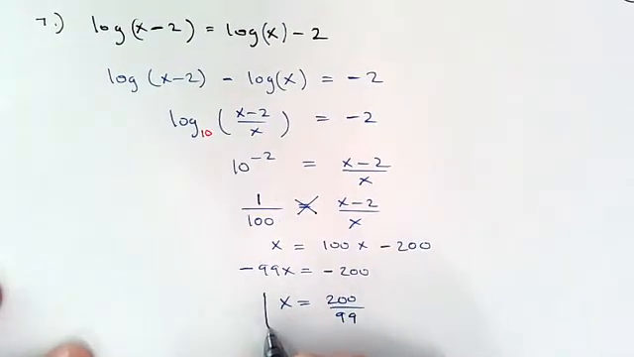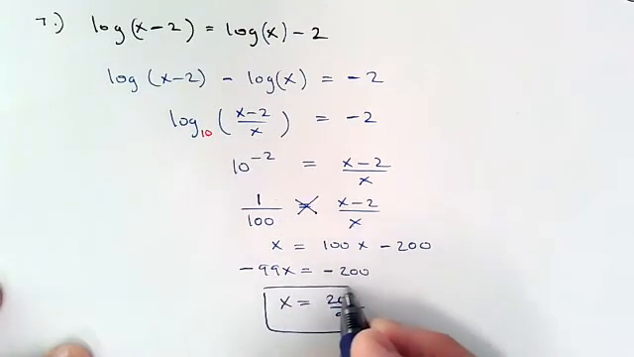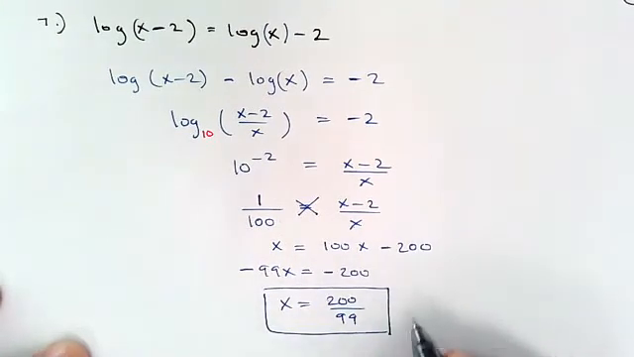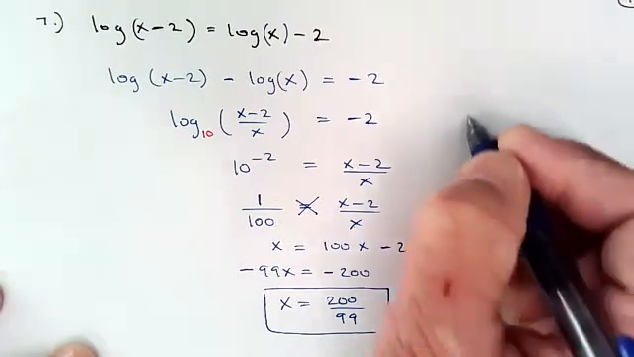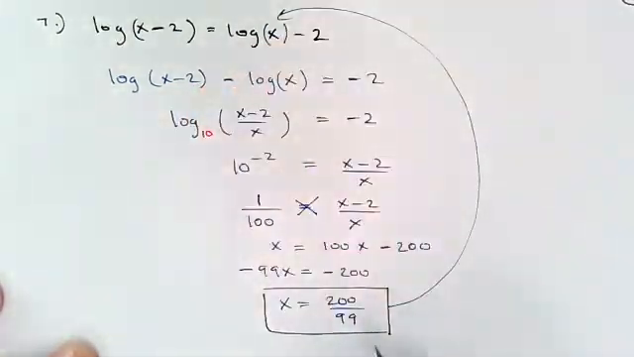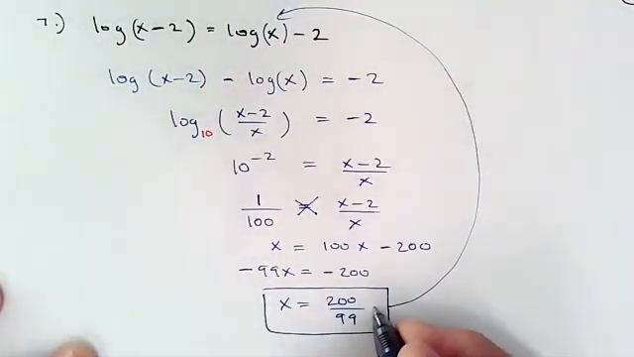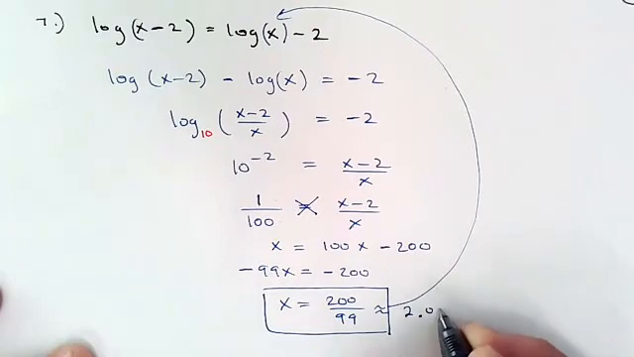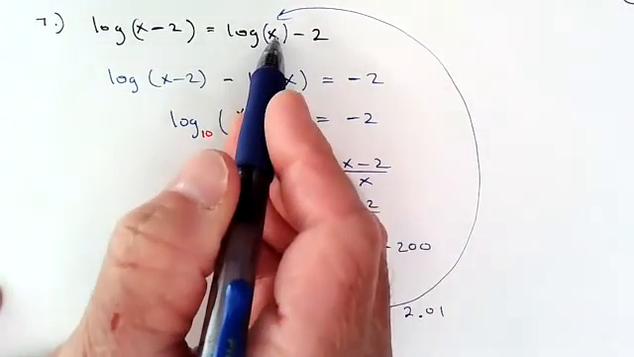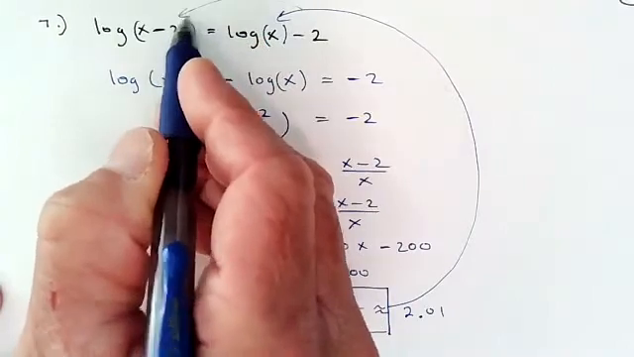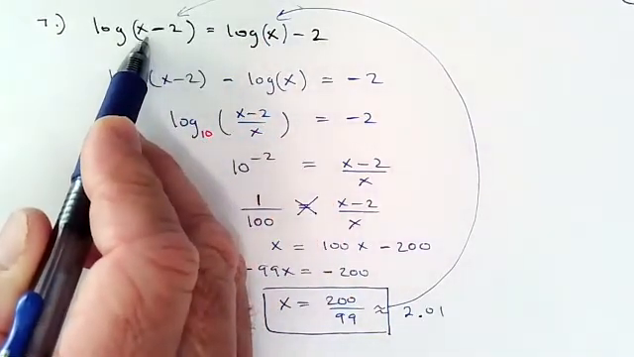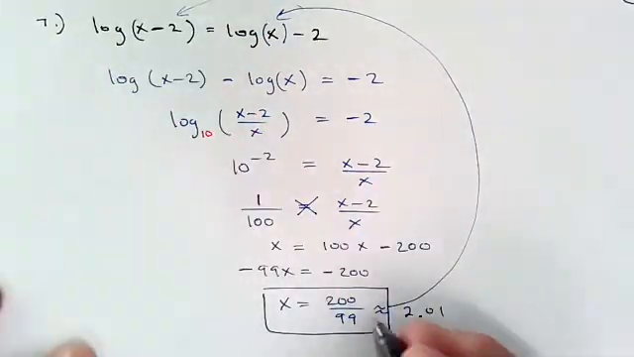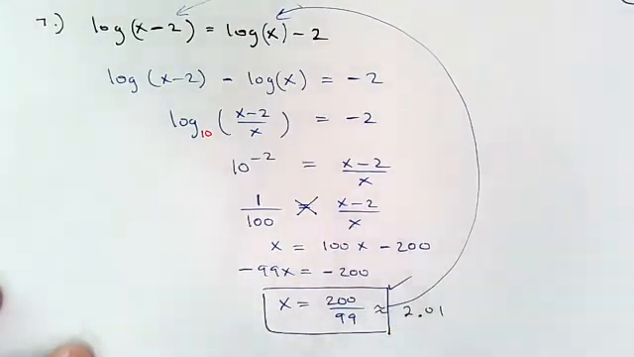We saw in the last problem that one thing you have to check is to make sure you're not taking the log of a negative number. So it's worth a quick check here. If you were to plug in 200 over 99, which is a little bit bigger than 2, right? 200 over 100 is 2. So this is 2 point something, probably 2.01-ish or something like that. So it's certainly positive there, and it's just barely positive here, isn't it? 2.01 minus 2 is positive. So then we're going to trust that we did our algebra right, and that answer is acceptable.